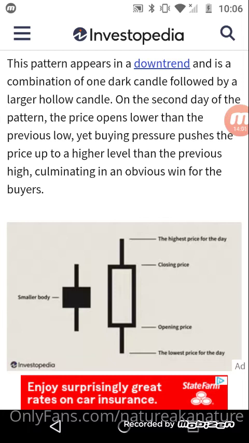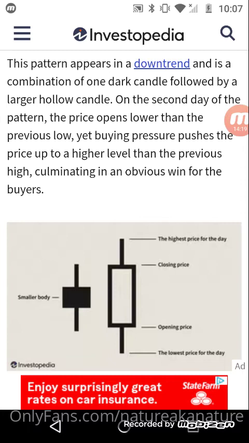So if price opens at the bottom, it's going up. But you have to let the candlestick pattern, the price, do what it has to do before you actually get in a trade. I learned that from my mistakes. Take that from my mistakes, guys.